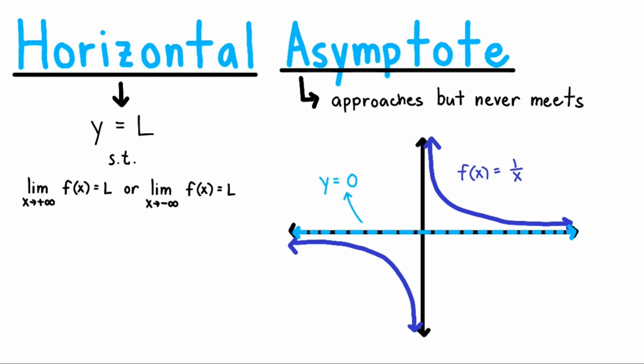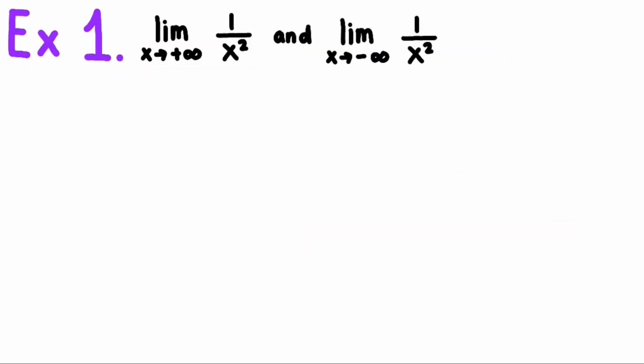So I hope that that one is clear. And now let's move on to some examples. For our first example, we're tasked to find the limit of 1 over x squared as x approaches positive infinity and negative infinity. Before we answer and solve this one, feel free to pause the video so that you may try this one first on your own.